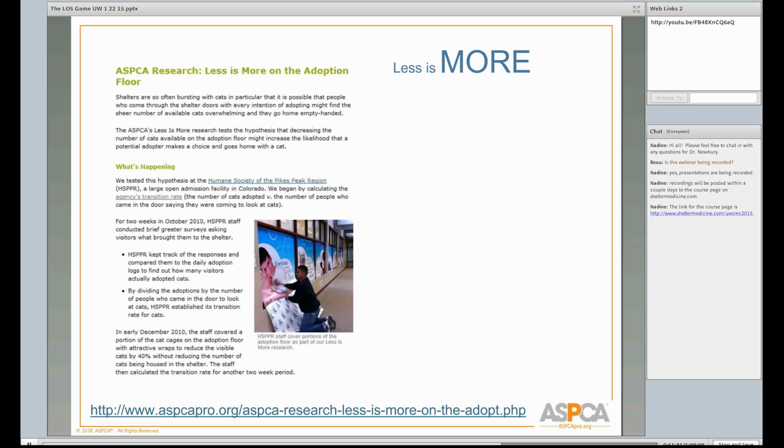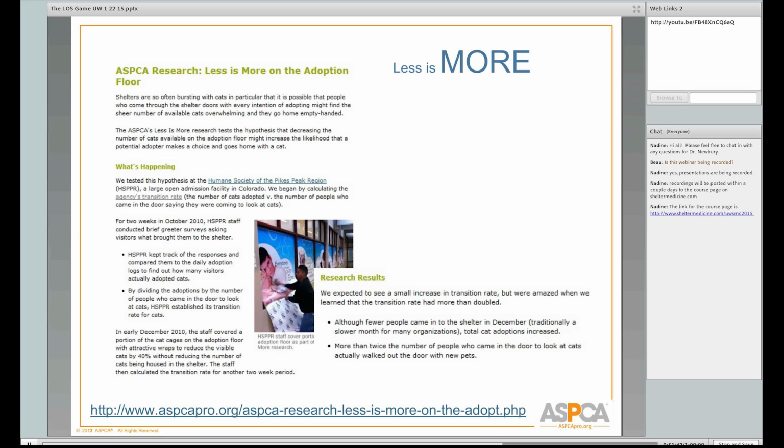And what they found in this case was that when they cut the number of animals that were up on the adoption floor, although fewer people came into the shelter, it was traditionally a slower month anyway, total cat adoptions increased. And so the turnover rate went up. What they never wanted to see was somebody coming in, feeling overwhelmed and leaving. And so they weren't seeing that as much.